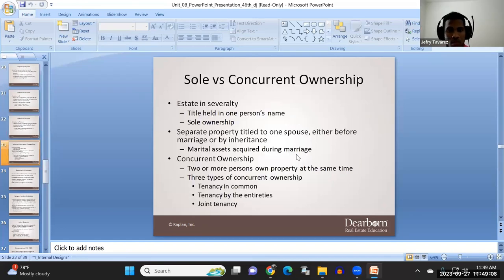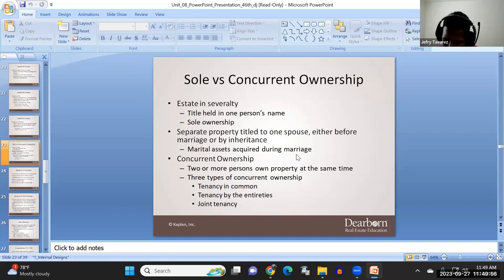Now let's look at the types of ownership for property. Now we're going to say, okay, it's fee simple. It's a freehold estate. They own it. How can you own it? There's different ways to own it, right? So you could have sole ownership, or you could have concurrent ownership. Sole ownership is when one person or one entity owns it, and concurrent is when multiple people own it, right? So there are multiple ways to own property. An estate in severality is when the title is held in one person's name. It's sole ownership. Single guy owns a house. Single woman owns a house. Estate in severality. One person owns a house in their name.